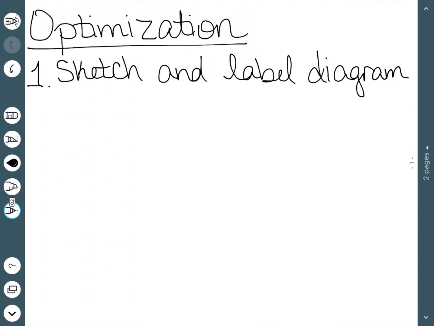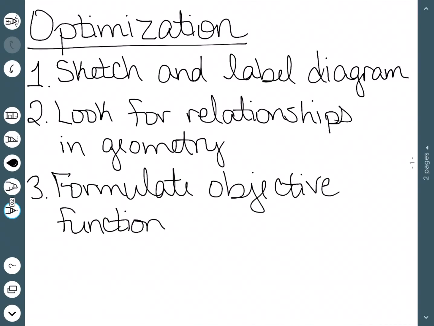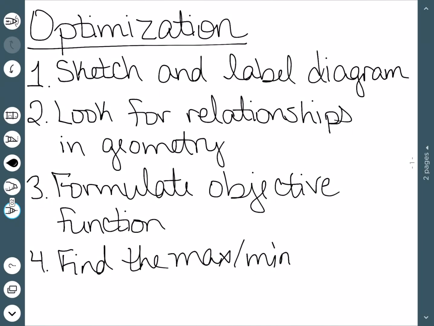The first thing we should do in optimization is to sketch and label a diagram. The next thing is to look for relationships in geometry. This can be formulas for area or perimeter, or it could be something like the Pythagorean theorem. We then need to formulate the objective function. Actually write down the function that you are trying to either maximize or minimize. And then finally, we can actually find the maximum or minimum depending on what we're looking at.